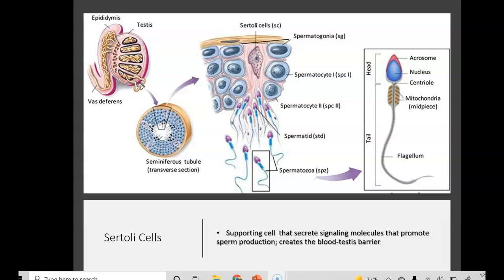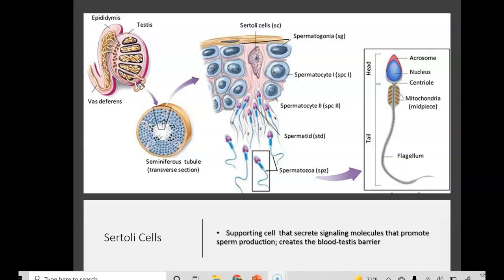But their job is to secrete signaling molecules that are going to promote sperm production. And they also can control whether or not germ cells live or die. They actually extend physically around these different germ cells, so they kind of branch out. This diagram doesn't show it great, but they would actually branch out and surround these different germ cells.